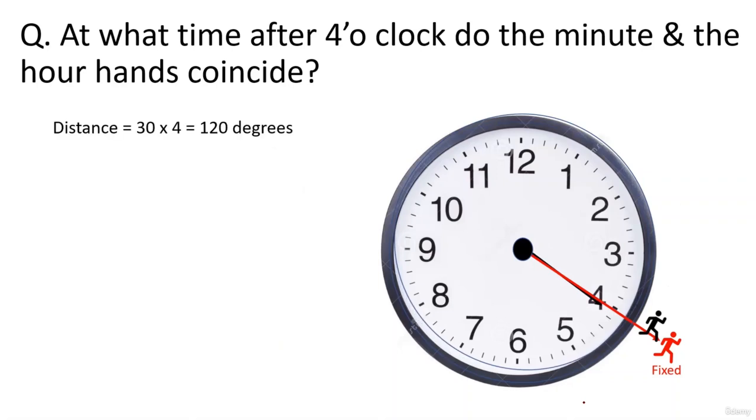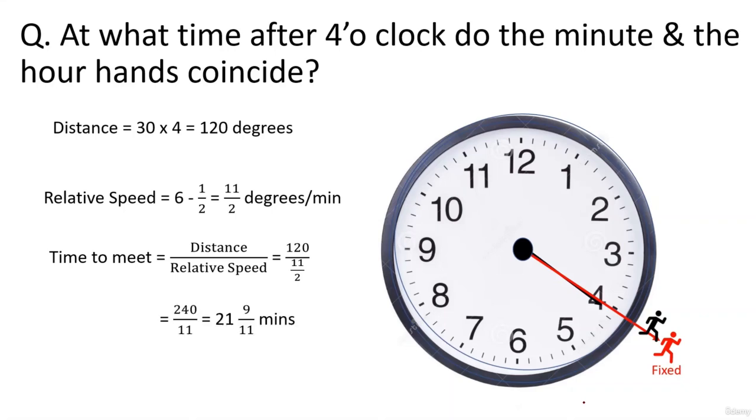Very simple now. The distance is now 4 divisions of 30 degrees each. 30 into 4, it's 120 degrees. And the relative speed in this case will be 6 degrees for the minute hand and half a degree for the hour hand. The difference is 11 by 2. So now, 120 degrees of difference has to be traveled at 11 by 2, the time taken is 240 upon 11. If you reduce this into mixed fractions, it's 21 9 by 11 minutes. So at 4:21 and 9 by 11 minutes, the two hands will coincide. Let's go on further.